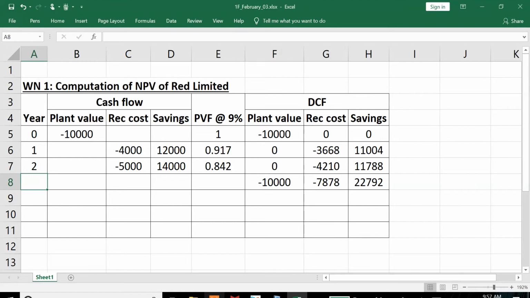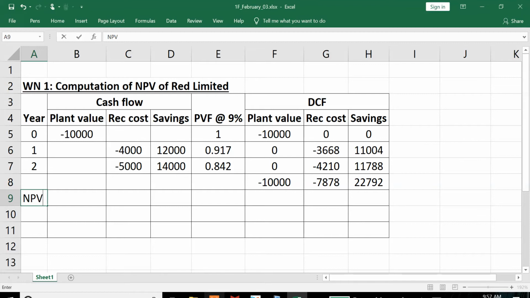There's a reason why we don't club it. Even if I club and compute NPV, NPV will remain same. My NPV will not undergo a change. NPV is anyway going to remain same whether I club and do it, whether I do it separately. That doesn't really matter. We can club and do it, we can do it separately.